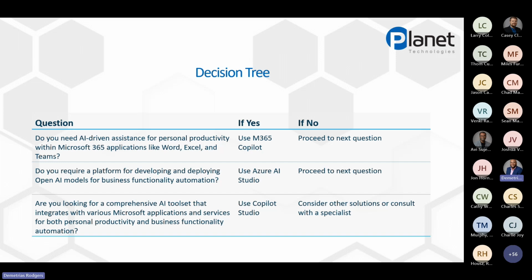So maybe you want to be able to say, hey, I want a platform for developing and deploying OpenAI models, right? Based on specific business functionality. You can use Azure AI Foundry. Or you could be looking at, hey, I want to integrate AI into various applications and services for both personal productivity and business functionality. You can use Copilot Studio for that type of service engagement.